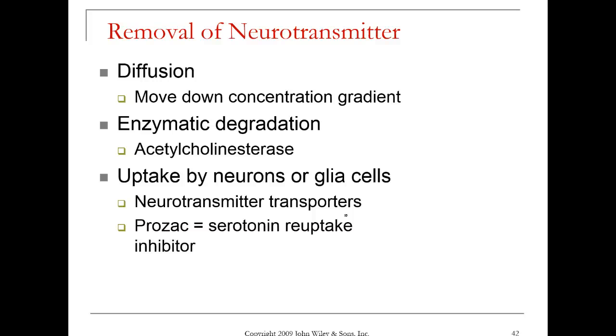So in the case of the neuromuscular junction, the neuron released acetylcholine. It went across the synapse, but it also could diffuse out of the synapse down a concentration gradient. So diffusion is one way that a neurotransmitter could be removed. We also saw in the neuromuscular junction the presence of an enzyme called acetylcholinesterase that broke down the neurotransmitter. So enzymatic degradation is another way that the neurotransmitter could be removed. Or the neurotransmitter may be actively taken back up by neurons or glial cells, and usually the glial cells involved will be astrocytes. So specific neurotransmitter transporters.